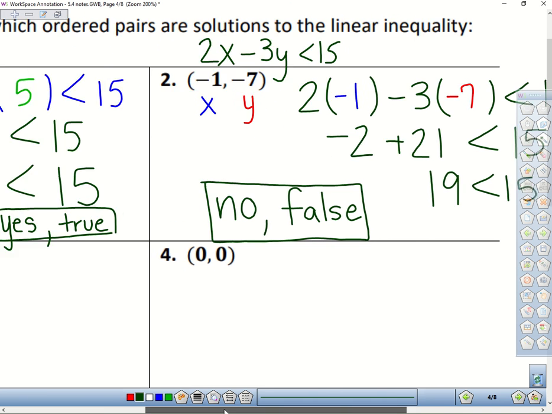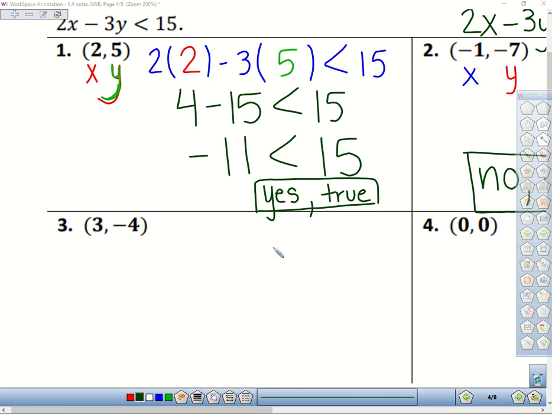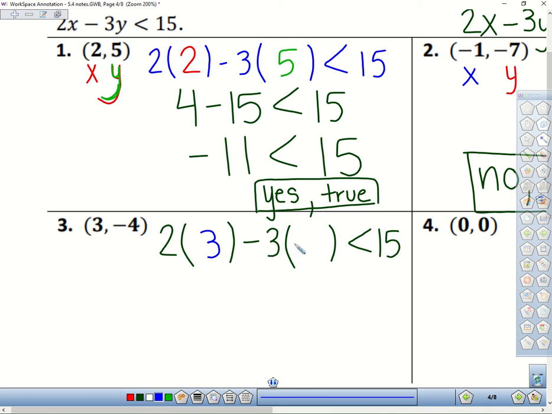All right, so let's do number 3. So for number 3, we're once again going to be plugging in for x and y. So you're going to rewrite your equation, or inequality in this case, but you're going to leave x and y blank. So what's your x in this case? 3. And your y? -1. Good. Then you're just going to simplify.